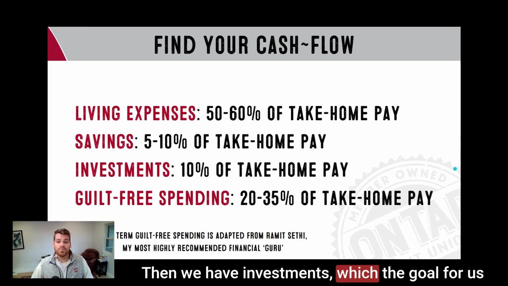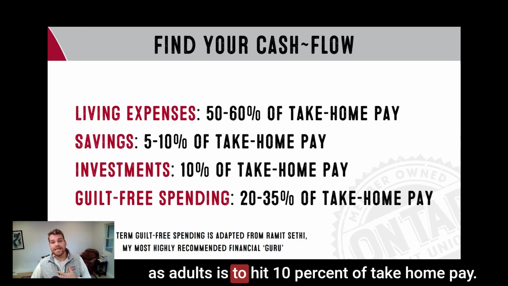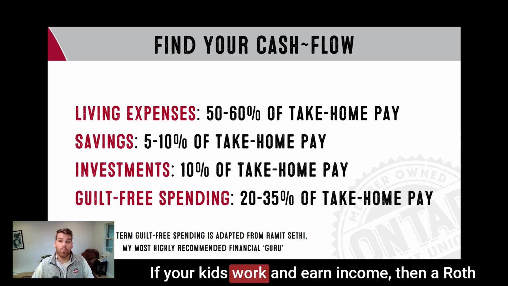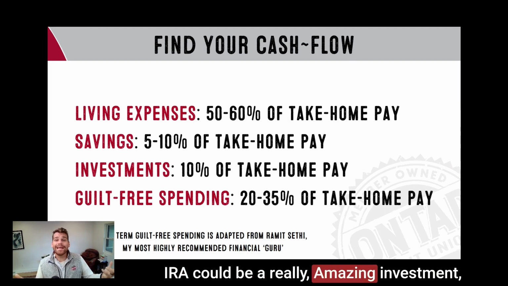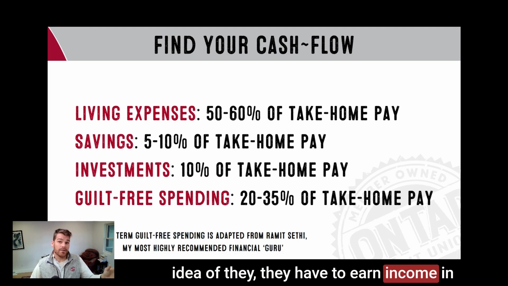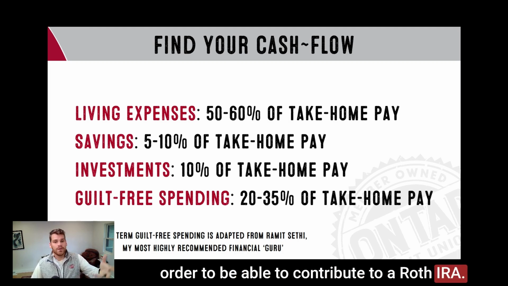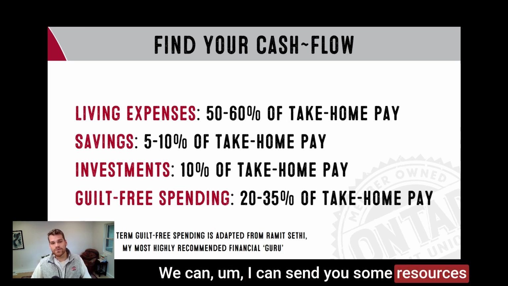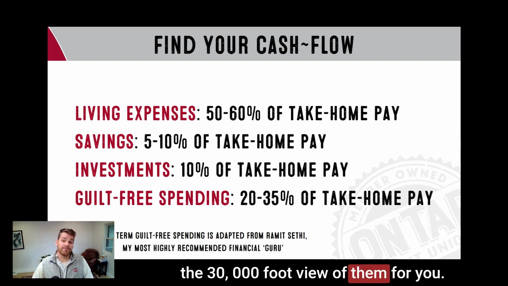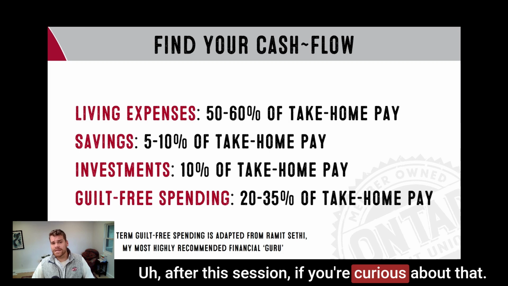Then we have investments, which the goal for us as adults is to hit 10% of take-home pay. And again, this is where a Roth IRA can come into play. If your kids work and earn income, then a Roth IRA could be a really amazing investment idea early on. But again, there is that idea of they have to earn income in order to be able to contribute to a Roth IRA. Please feel free, I can send you some resources that dive more into Roth IRAs and explain the 30,000-foot view of them for you after this session if you're curious about that.